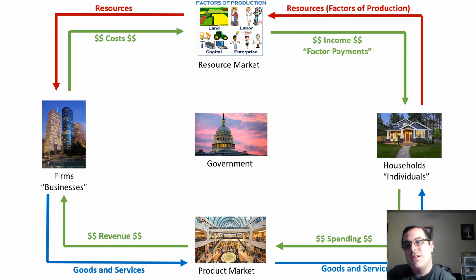So what happens is households will buy a product. That product they will get from the product market. The money they spend there goes to the business, the firm. That firm turns around and spends that money paying for employees. And that money goes back to the individuals.